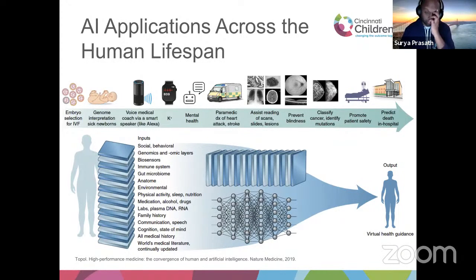Here is a nice overview from Eric Topol in Nature Medicine. He predicts that AI models will take over at every stage of life. So my hope is also that when we develop these image processing and machine learning based models, we hopefully solve problems at every stage of human life as we go along.